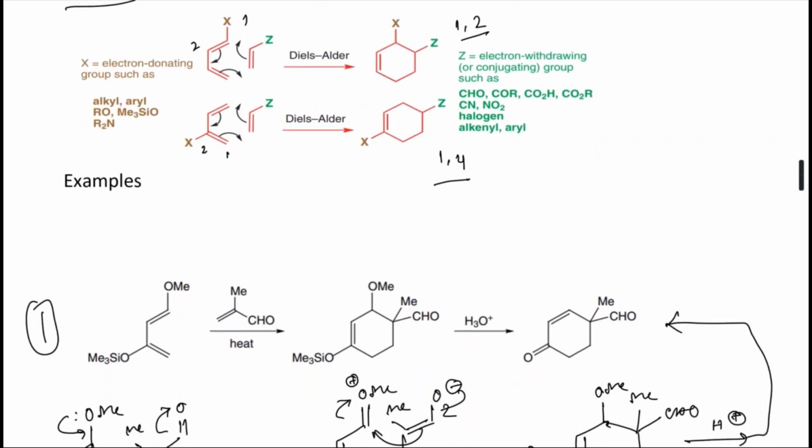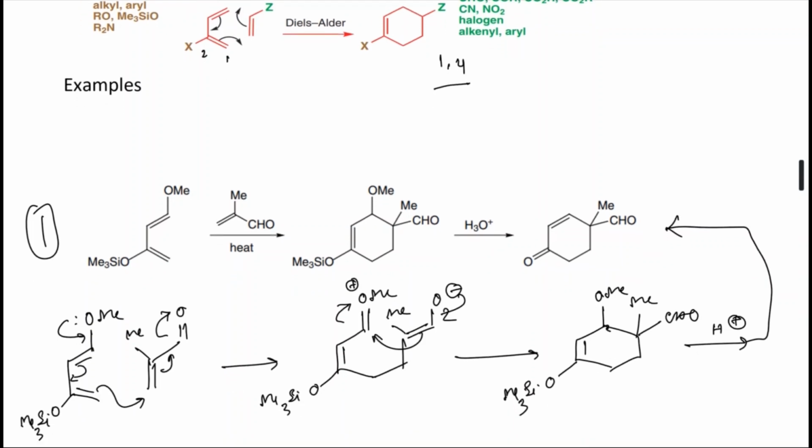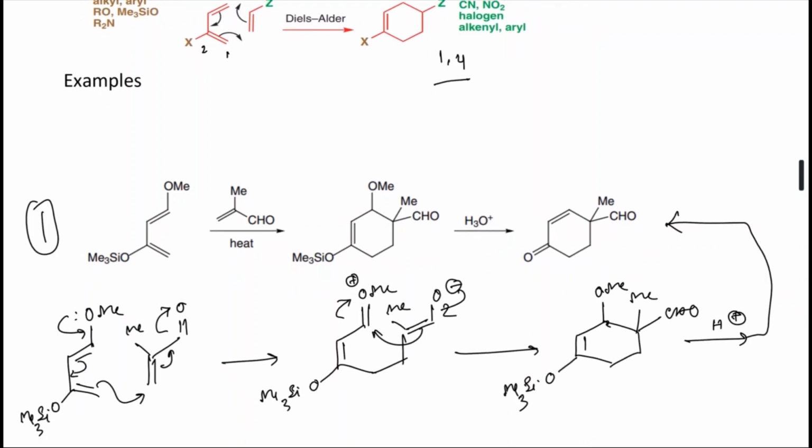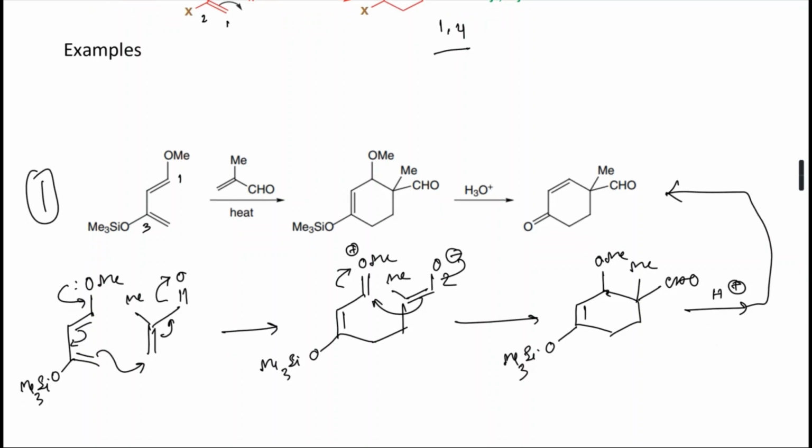Now Danishefsky's reaction, we will come to some examples with the diene, Danishefsky's diene. This Danishefsky's diene will have one trimethylsilyloxy group at the 3 position and one methoxy group at the 1 position. So these two groups will reinforce each other and increase the rate of the reaction. That's why we generally use Danishefsky's diene in the Diels-Alder reaction, and it will also increase the regioselectivity of the Diels-Alder reaction.